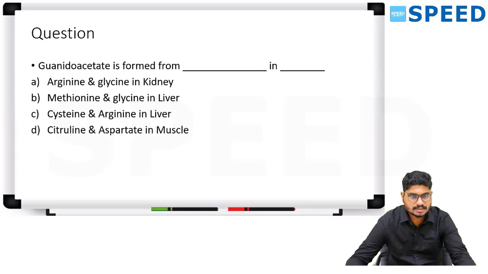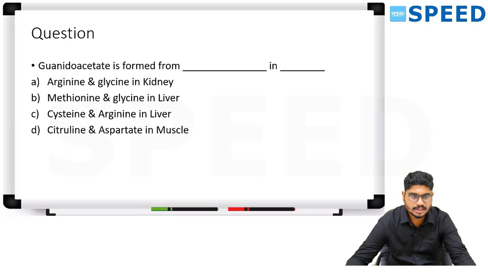Guanidoacetate is formed from dash in dash. Options: arginine and glycine in kidney, methionine and glycine in liver, cysteine and arginine in liver, citrulline and aspartate in muscle.